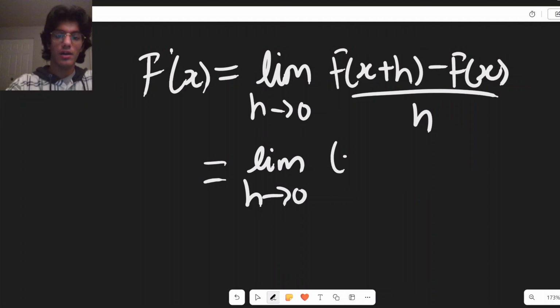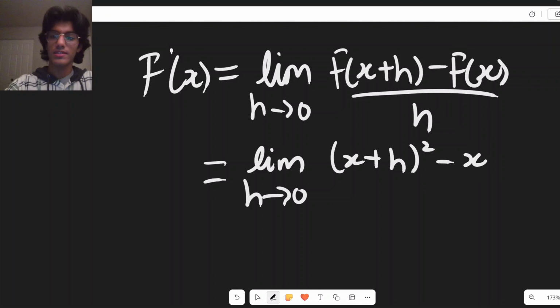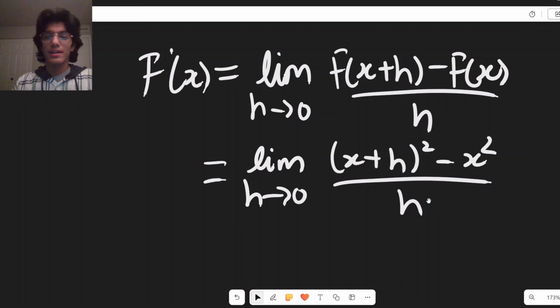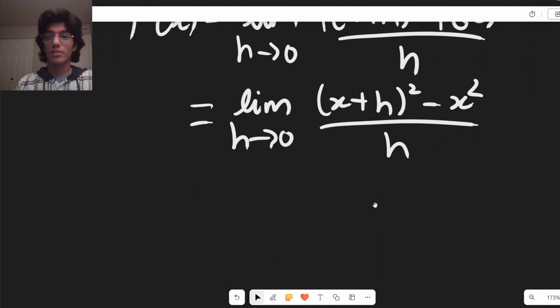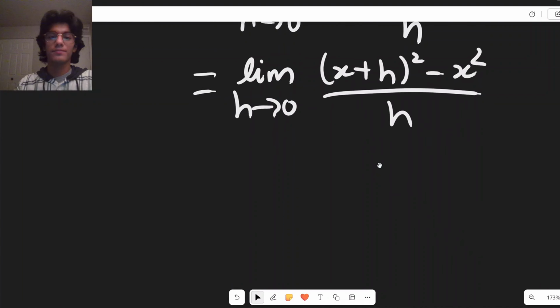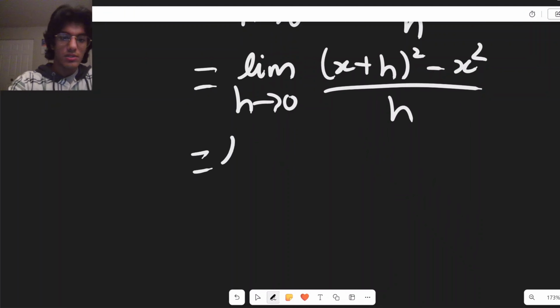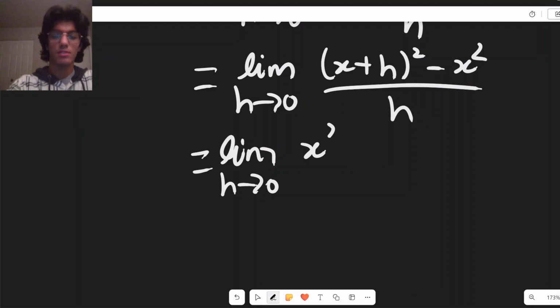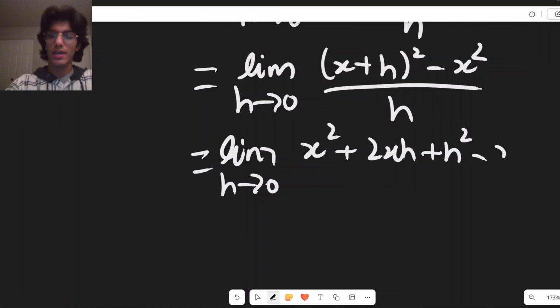Now, we know the function to be x squared, so we get the limit as h approaches 0 of (x plus h) squared minus x squared over h. Okay, now you always have to bring down the limit because we are taking the limit. So that equals the limit as h approaches 0. I know my handwriting's bad, but this is going to be x squared plus 2xh plus h squared minus x squared.